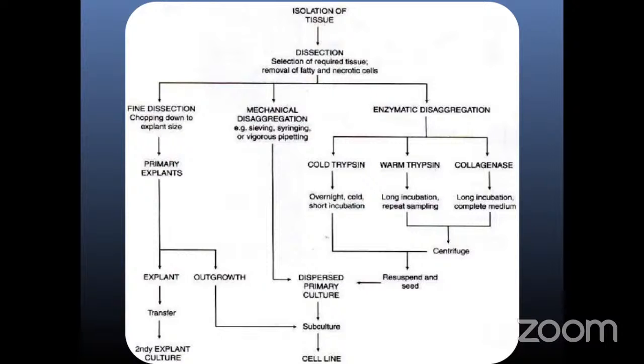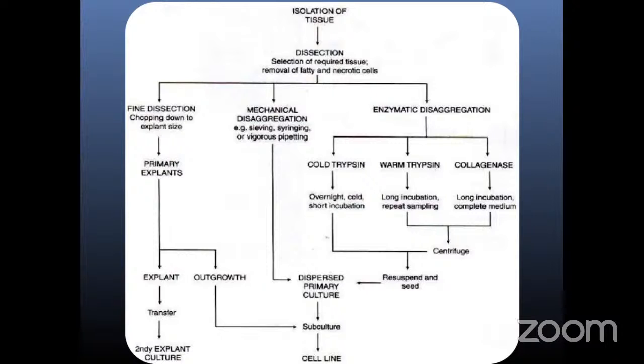You have to take a filter. There will be filters available. On that you keep the tissue piece and sieve it. Slowly small pieces will come. Whatever small pieces you get are called dispersed primary cultures, and they will undergo subculturing and you will get the cell lines. This is mechanical disaggregation. Then the third one is enzymatic disaggregation.